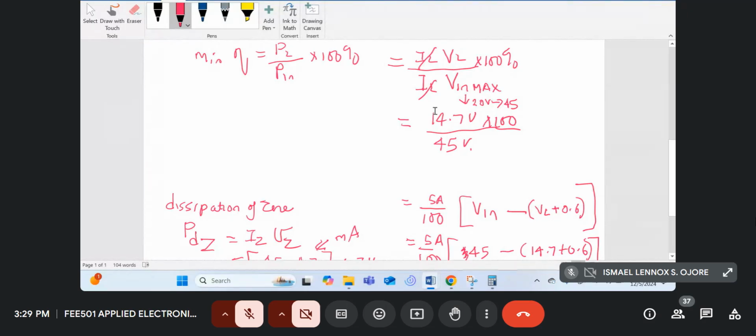So we just divide 14.7 divided by 45, which is 0.327. This will be 0.327 times 100. And this is 32%.